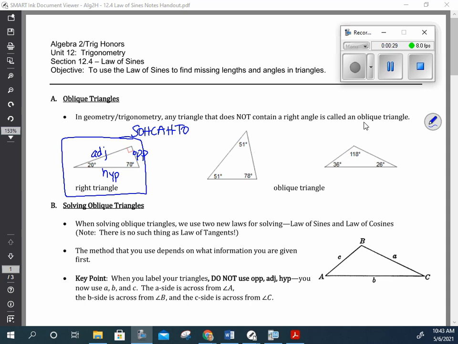So it's all fine and dandy if you have a right triangle. If you do not have a right triangle, so any triangle that doesn't have a right angle in it is called an oblique triangle. An oblique triangle just doesn't have a right angle in it. You can still solve it. So if we don't have right triangle trig to use, we need other things to use.